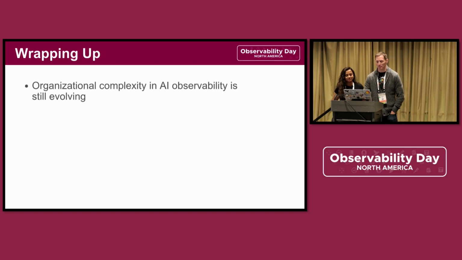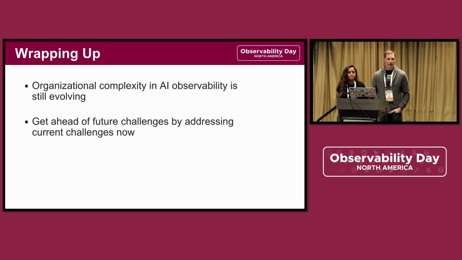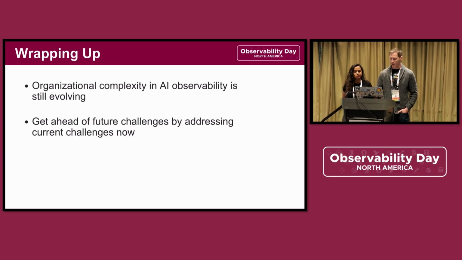So just to wrap up, as it's still evolving, things are going to change, right? What we're learning now may not be applicable in 6 months, and what's going to be there in 6 months may not even exist yet. So we need to get ahead of future challenges by addressing the current challenges, right? If you're like most SRE and ops teams, you're probably already understaffed for the amount of load being put on you, for the amount of questions and problems that you're expected to solve.